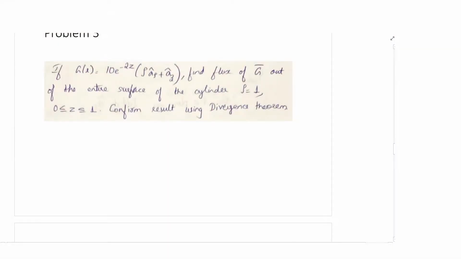In this problem, what they have given is G, a vector quantity, and you are asked to calculate the flux of G coming out of the entire surface. So, when you consider the surface of a cylinder like this, there are three surface areas, right? This is the top part, this is the bottom part, and this is the side part.